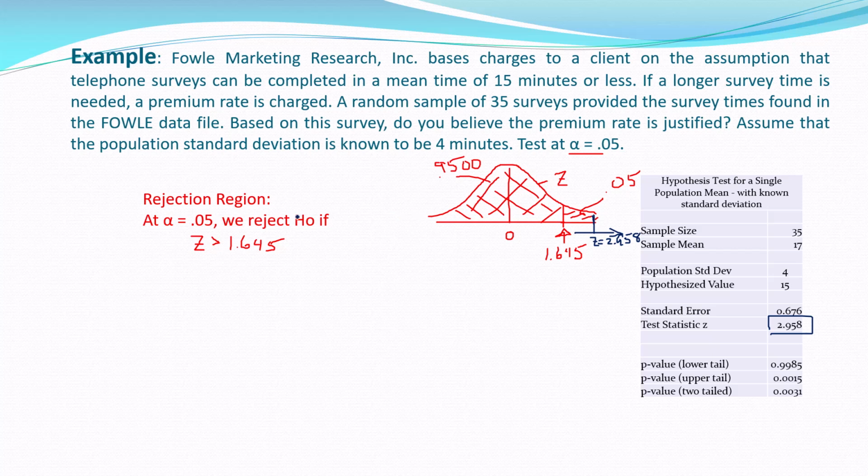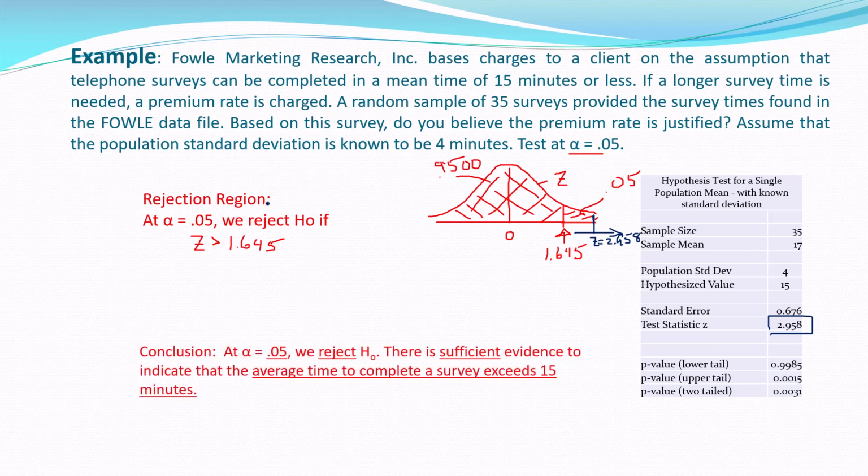We're going to reject. Now, when you reject the null hypothesis, here's what I want you to do. I want you to do three things for me. First thing I want you to do is state, this is what we're doing: at alpha equal 0.05, we reject. Now, what does that mean? The null hypothesis here was that mu was equal to 15, right? So we have mu is equal to 15, and the alternative was that the mean exceeded 15.